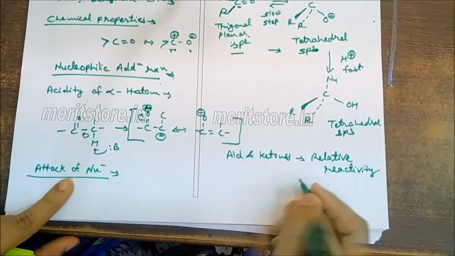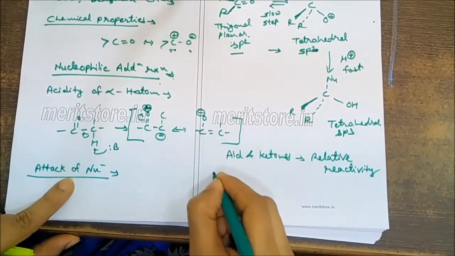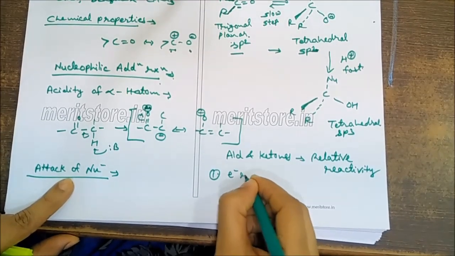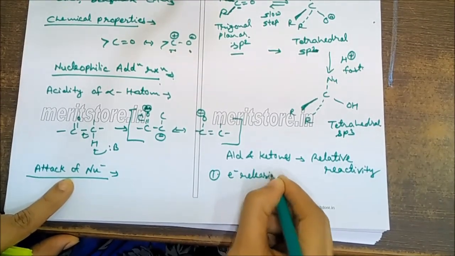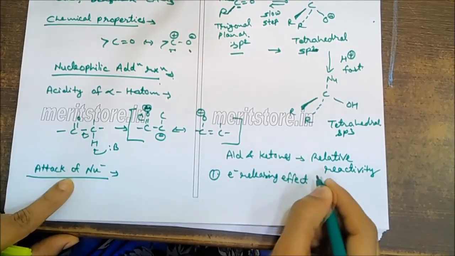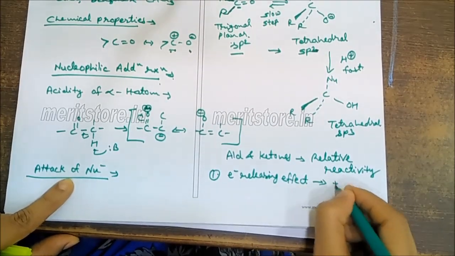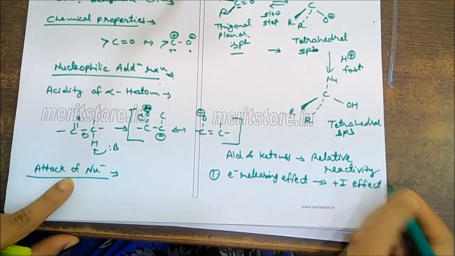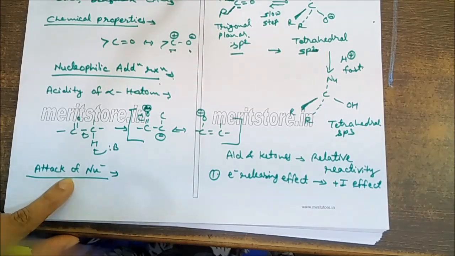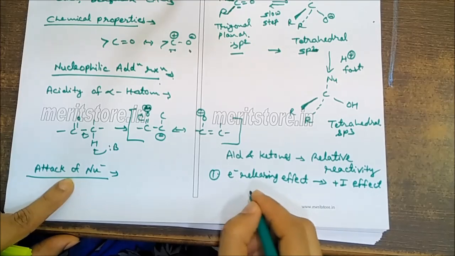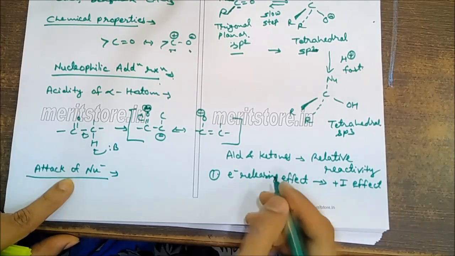Which factors will affect the relative reactivity? First is the electron releasing effect. Electron releasing effect is the plus I effect. Who will show plus I effect? The compounds which give electrons will have the plus I effect.